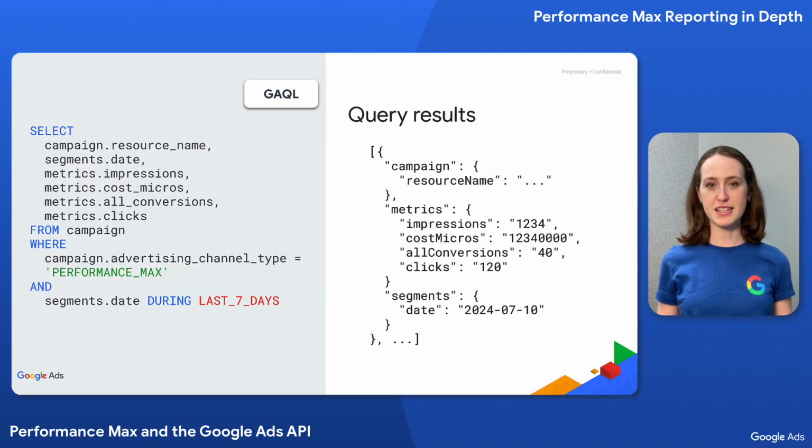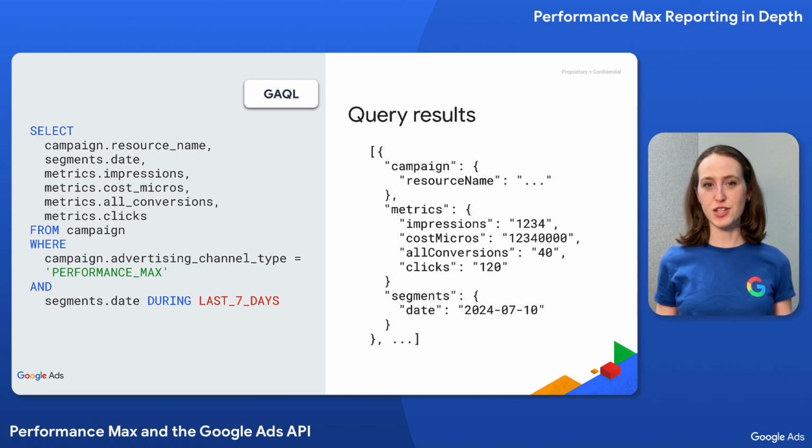Our results consist of a Google Ads row for each Performance Max campaign for each day in the last 7 days. Here's an example of a JSON response from the REST API. We have a GoogleAdsRow object, which contains an object for each component of the query: campaign, metrics, and segments. Note there are a couple of changes from our first query now that we've added in the segments.date field.